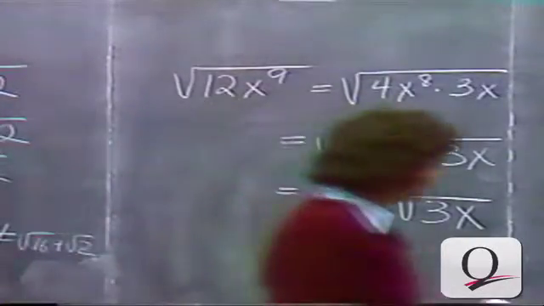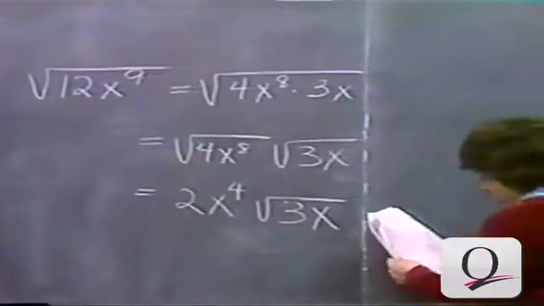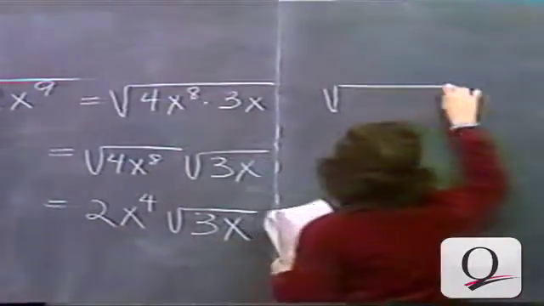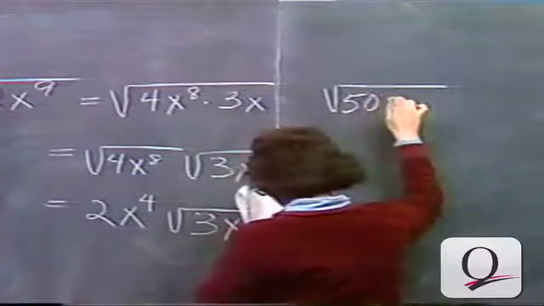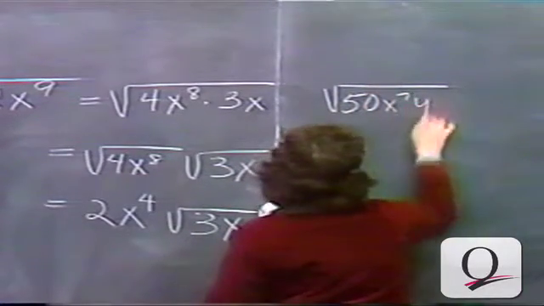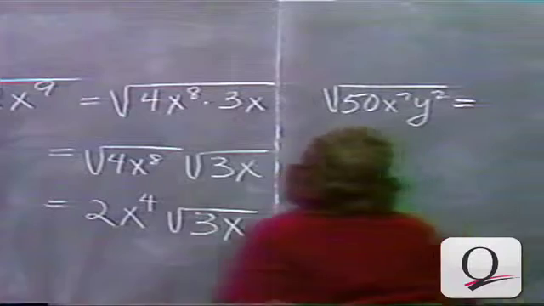Okay, let's try one more example. And of course, you can shut the machine off and try this one on your own, and turn it back on when you have finished. The square root of 50x to the 7th y squared. I want to take the square root of that.